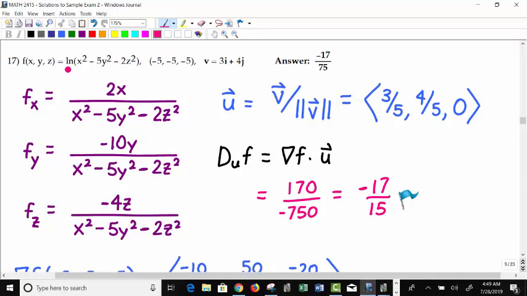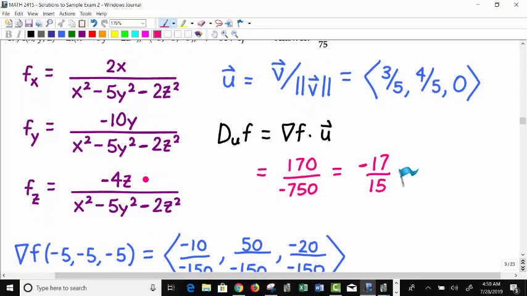Partial derivatives. The derivative of the natural log of something is the derivative of the inside over that inside. So you see what's on the inside here, all that stuff is the denominator for every one of these. And the numerator is the derivative with respect to whatever variable. So for fx, it'll be the derivative of x squared, which is 2x. For fy, it'll be the derivative of negative 5y squared, which is negative 10y. And then for negative 2z squared, it'll be negative 4z. And then there we go.